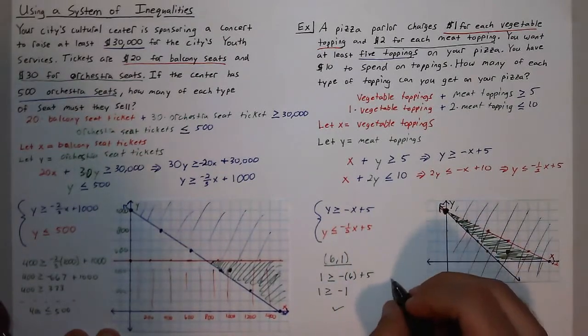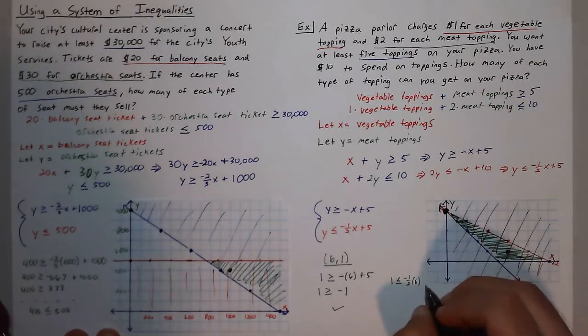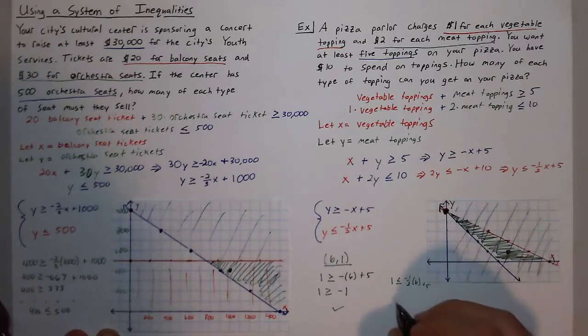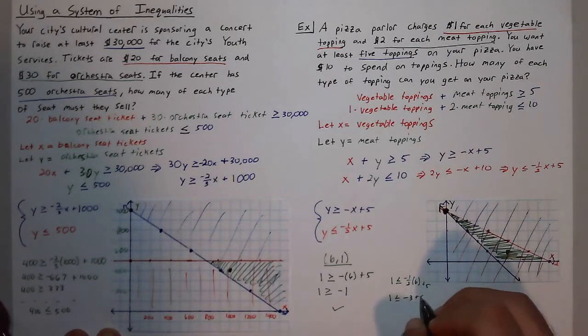And then 1 is less than or equal to negative 1/2 times 6 plus 5, which means 1 is less than or equal to negative 3 plus 5, which is definitely true because 1 is not greater than 2.